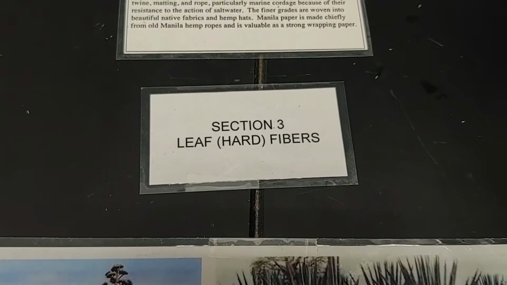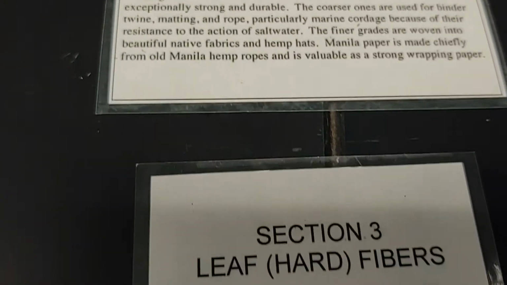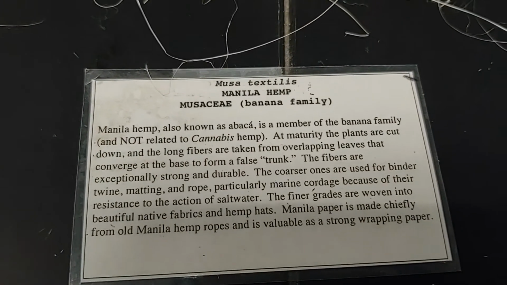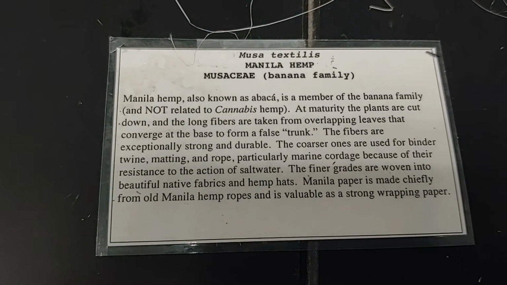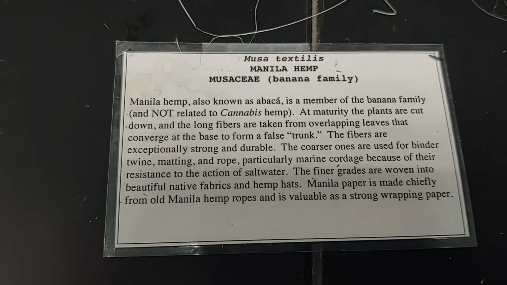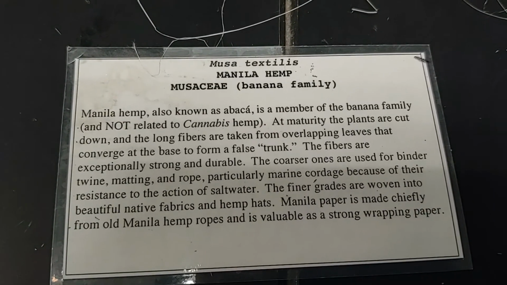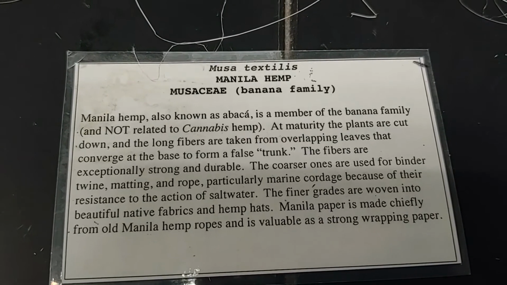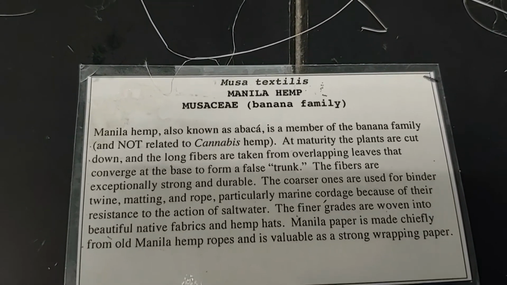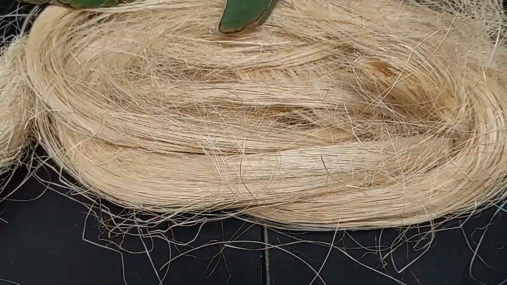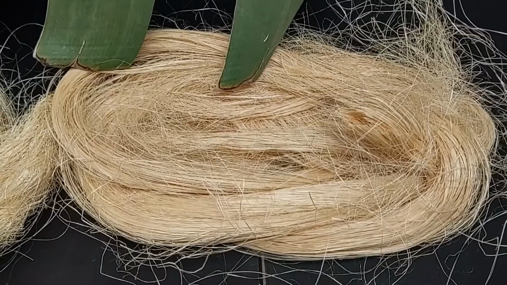So now we are focusing on section 3, the leaf or the hard fibers. And we will start by talking about Manila hemp. Musa is a banana family within the banana family, and that is a monocot. Remember not to get this Manila hemp confused with the cannabis family or any other hemp we have mentioned. And here is an example of that, Manila hemp.